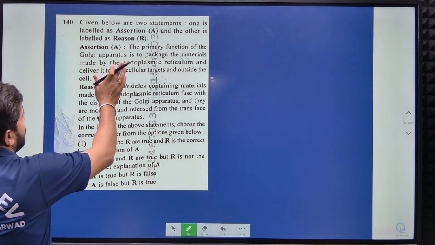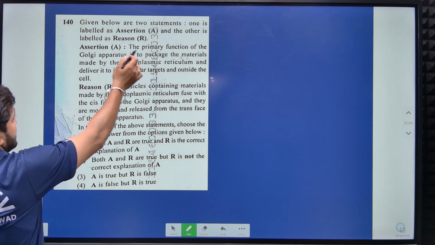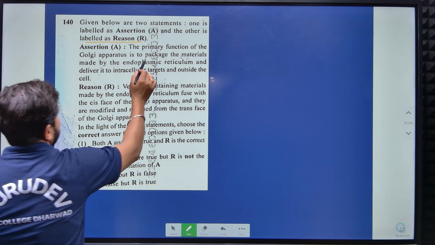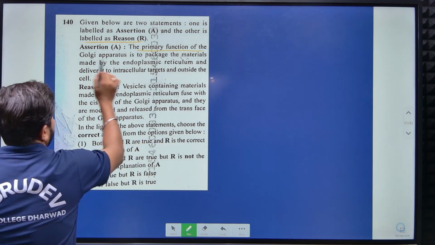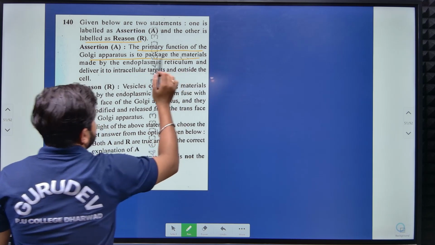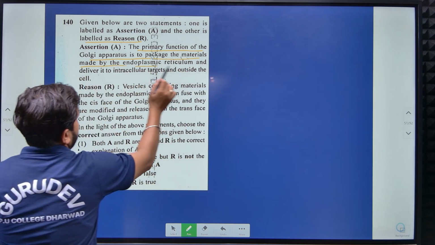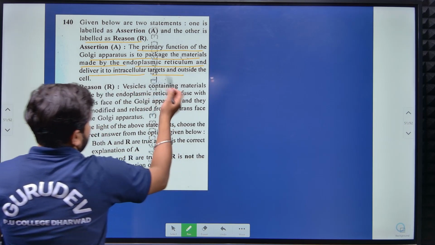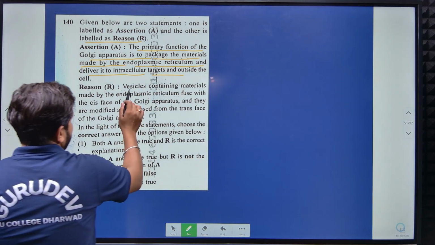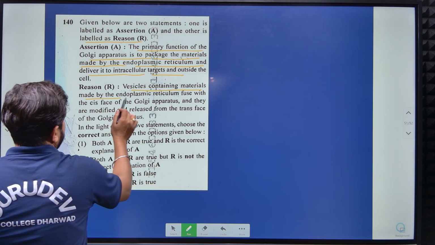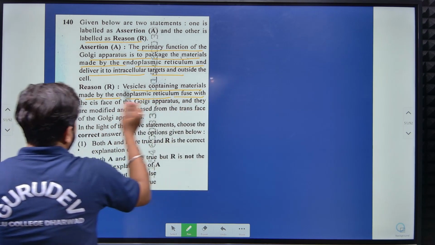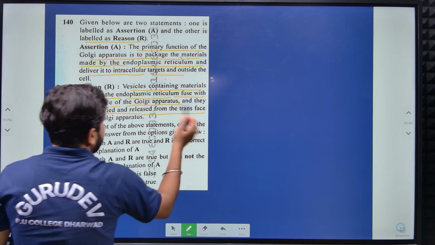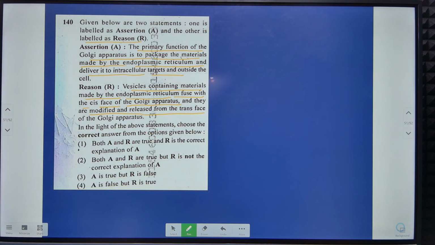Then given below are two statements. One is labeled as assertion and the other is labeled as reason. Assertion says the primary function of the Golgi apparatus is to package the material made by the endoplasmic reticulum and deliver to the intracellular target and outside. Then vesicles containing material made by the endoplasmic reticulum fuse with the cis face of the Golgi apparatus, and they are modified and released from the trans face of the Golgi apparatus.